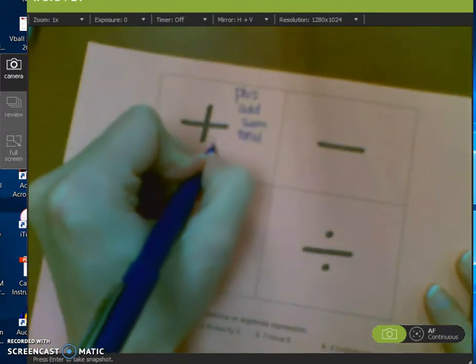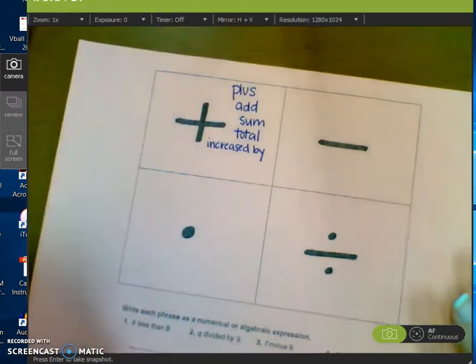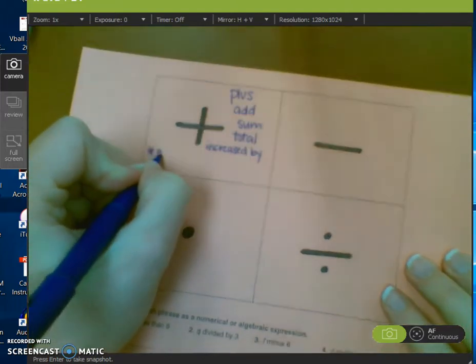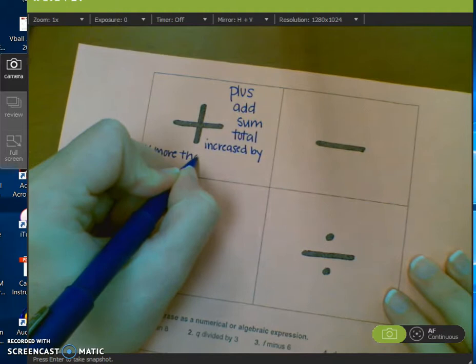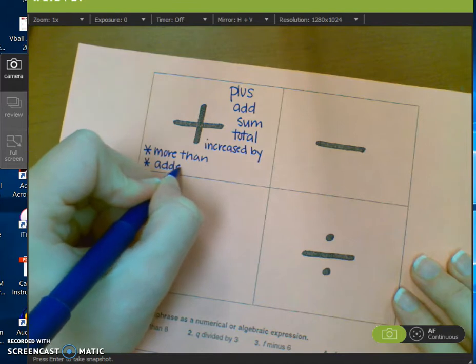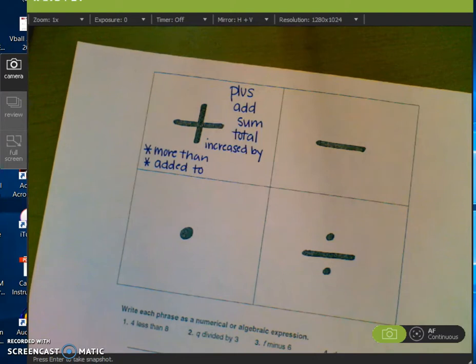We could do increased by. We don't hear that one as often, but it is one that means add. So we've got plus, add, sum, total, increased by. I've got two special ones that I'm just going to put a little star next to. I've got more than, and I've got added to. And I'll talk in a little bit about why those are starred when we get towards the bottom. But for now, just put them in there and put a nice little star next to them. And we'll talk about it in just a second.